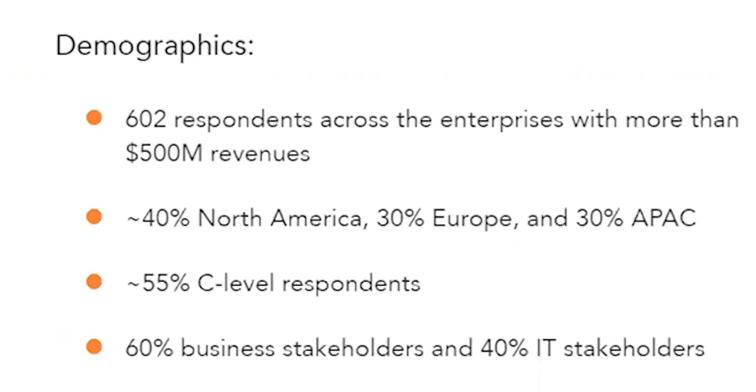The demographics are noted on the right side of the screen. 602 respondents overall, all with more than 500 million in revenue. The geographic breakdown is majority in North America, about 40%, 30% of the sample in Europe, and about 30% in Asia Pacific. 55% of the sample are C-level respondents. And then we always do a mix between IT and business stakeholders.